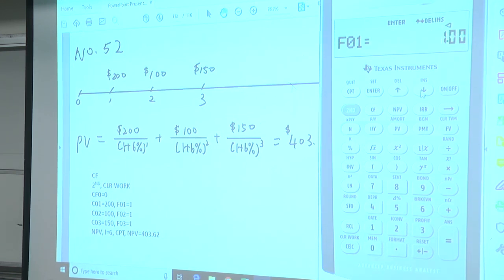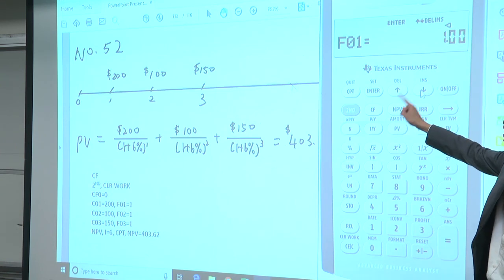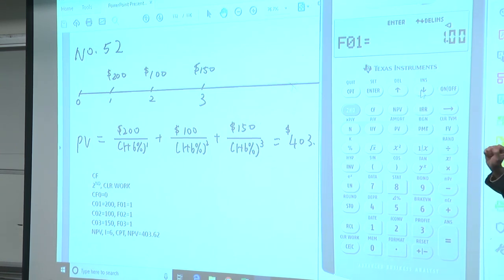Enter. This F stands for frequency of the first cash flow. Okay? So we have one $200, one $100, one $150, right? Okay? So frequency of cash flow 1 is 1. Cash flow 2 is $100. Frequency is 1. You have $150 for cash flow 3, and frequency of cash flow 3 is 1. Now, we have entered all the cash flows. Okay? You can press this down button again multiple times to check your cash flow entries if they are correct. Okay? Once you confirm the cash flows are correct, press the NPV here.